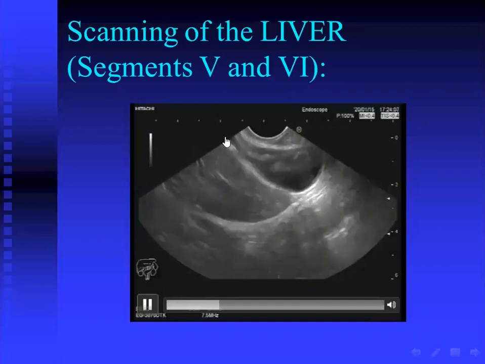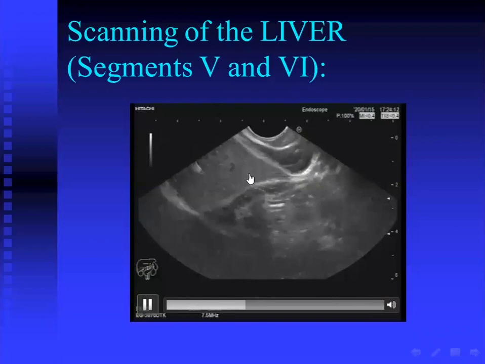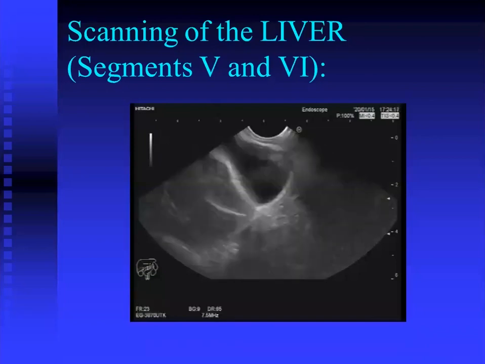This is the neck of the gallbladder, and this is the fundus of the gallbladder, and this is segment 5, and this is segment 6 of the liver. So we saw nearly all segments of the liver.